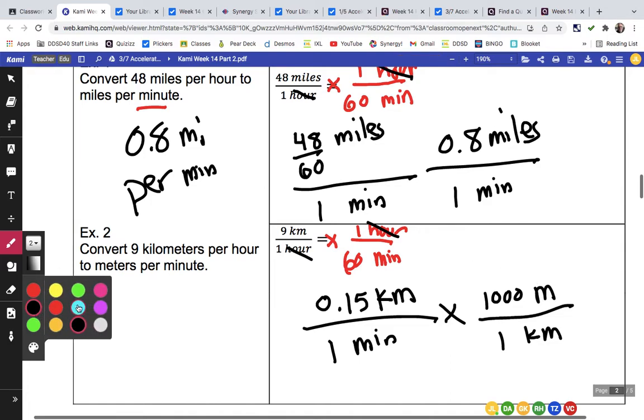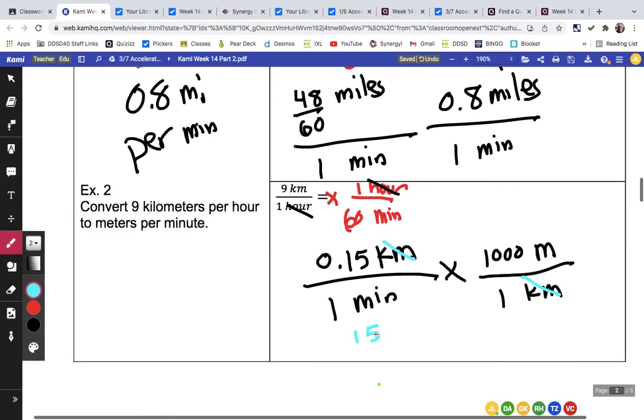So now I'm going to change to a third color here, because kilometers are going to cancel out. 0.15 times 1,000 is 150. So we've got 150 meters. We still have minutes, so every 1 minute. So 150 meters per minute.